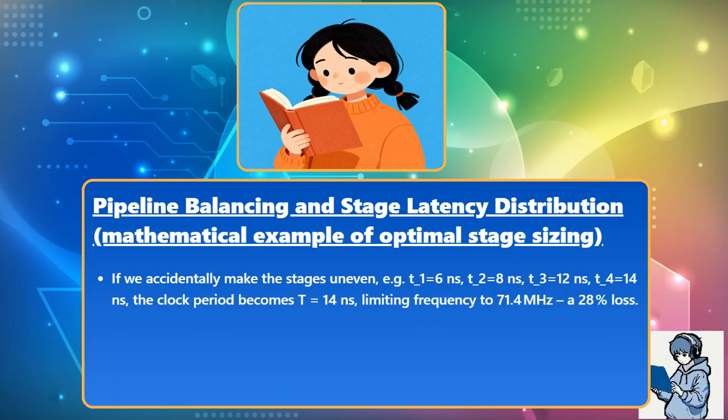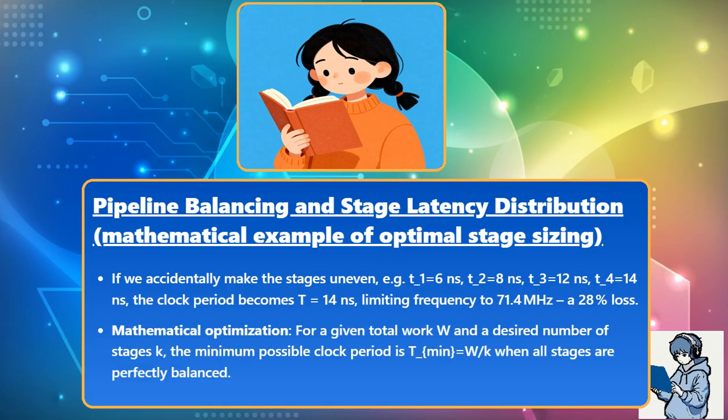If we accidentally make the stages uneven, for example T1 equals 6 nanoseconds, T2 equals 8 nanoseconds, T3 equals 12 nanoseconds, T4 equals 14 nanoseconds, the clock period becomes T equals 14 nanoseconds, limiting frequency to 71.4 megahertz, a 28% loss.